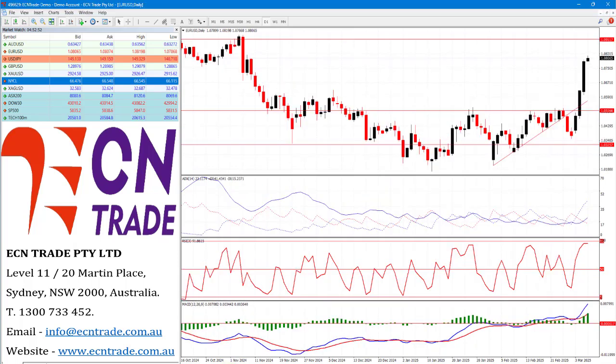Euro climbs higher ahead of Thursday's ECB rate decision, with a 25 basis point cut expected, reducing the main refinancing rate to 2.65% and the deposit facility rate to 2.5%. Despite weak EU growth, traders have lower bets on additional cuts for the rest of 2025 due to persistent inflation concerns.